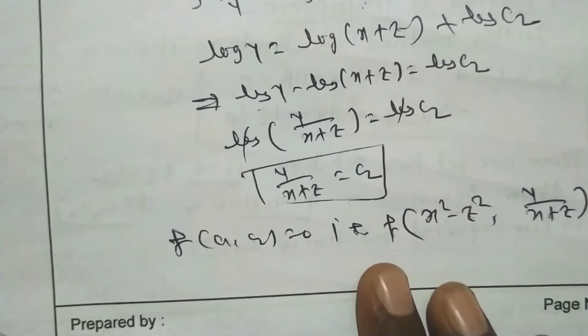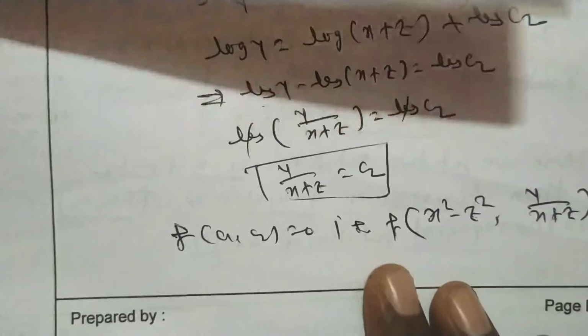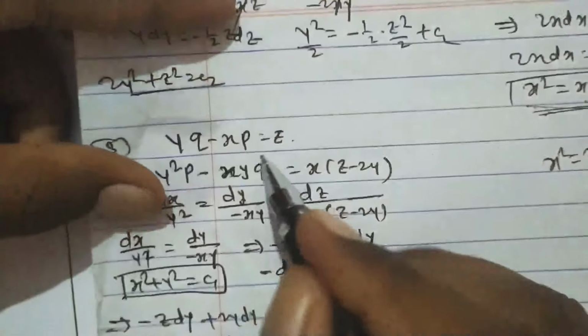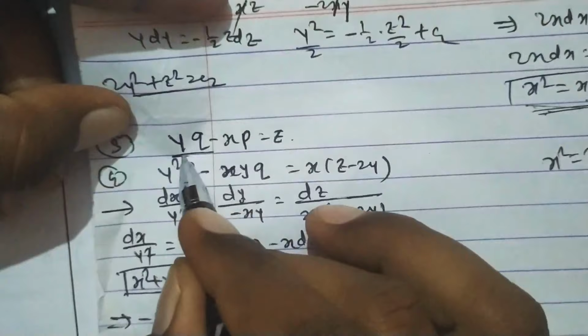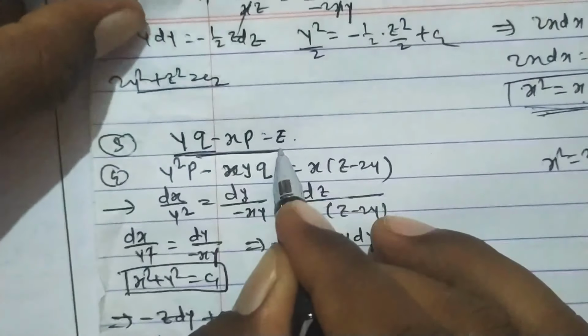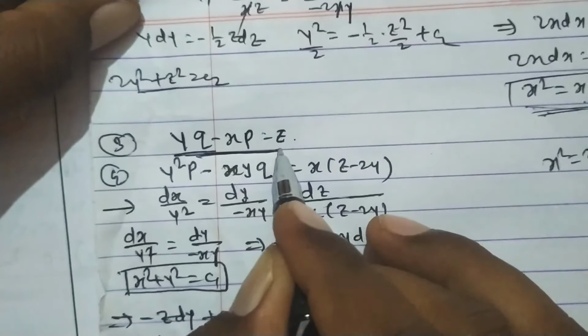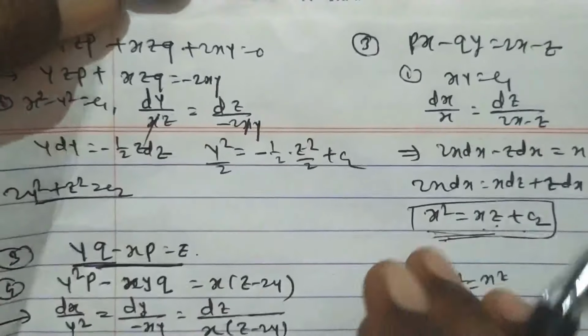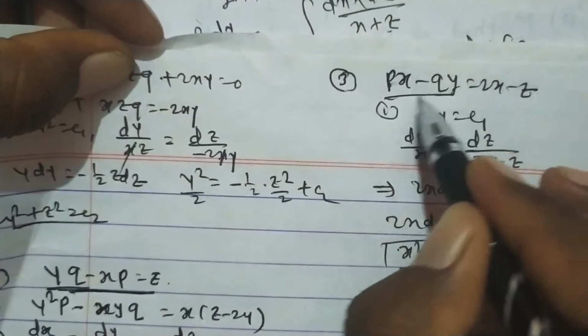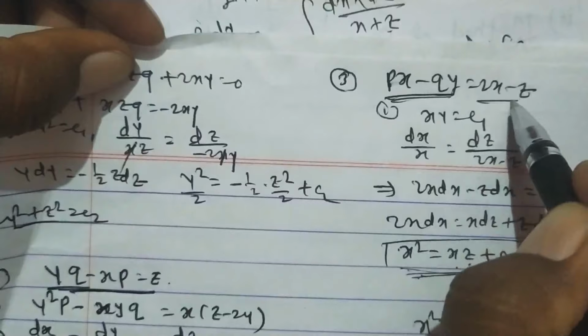Now we will try some problems at home. The first problem is this: solve yq minus xq equal to z. Then the second problem is px minus qy equal to 2x minus z.